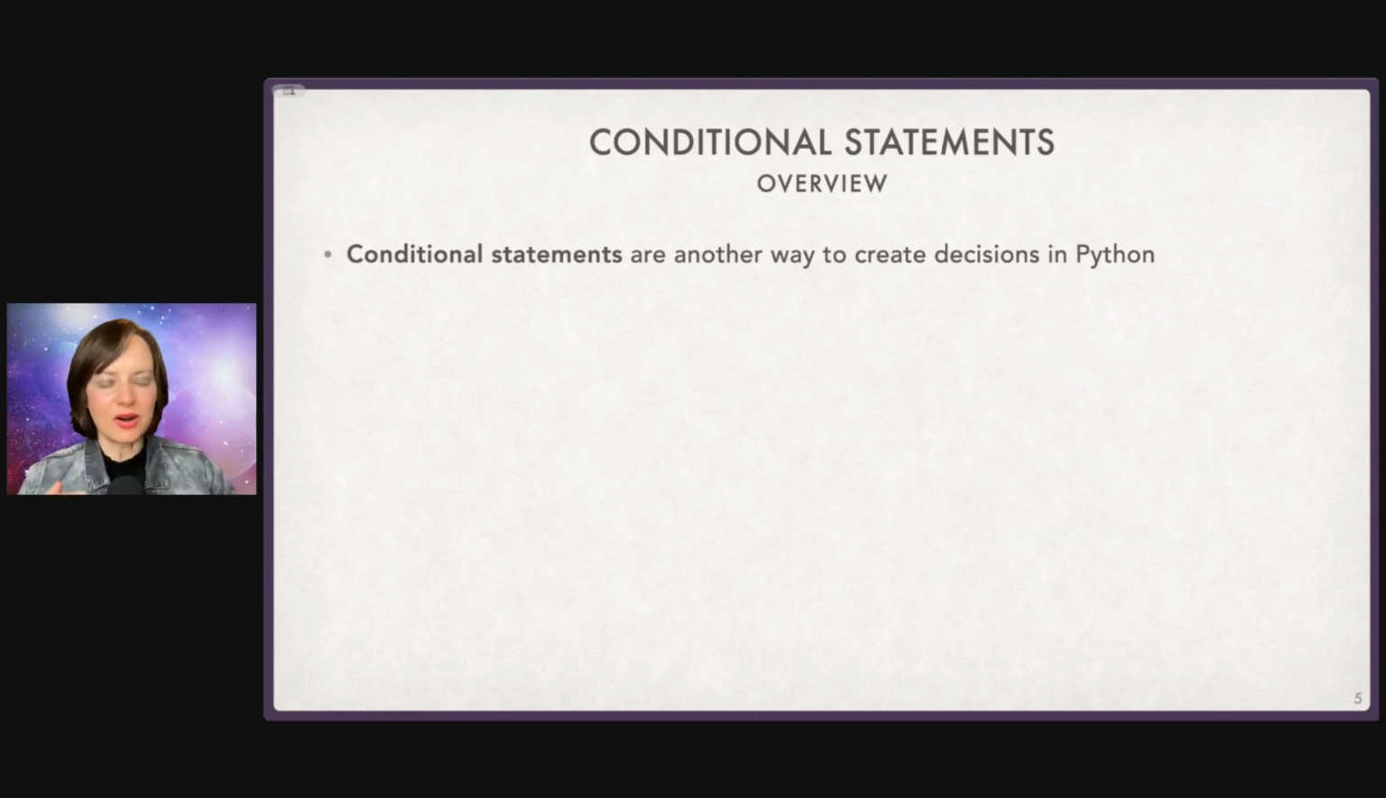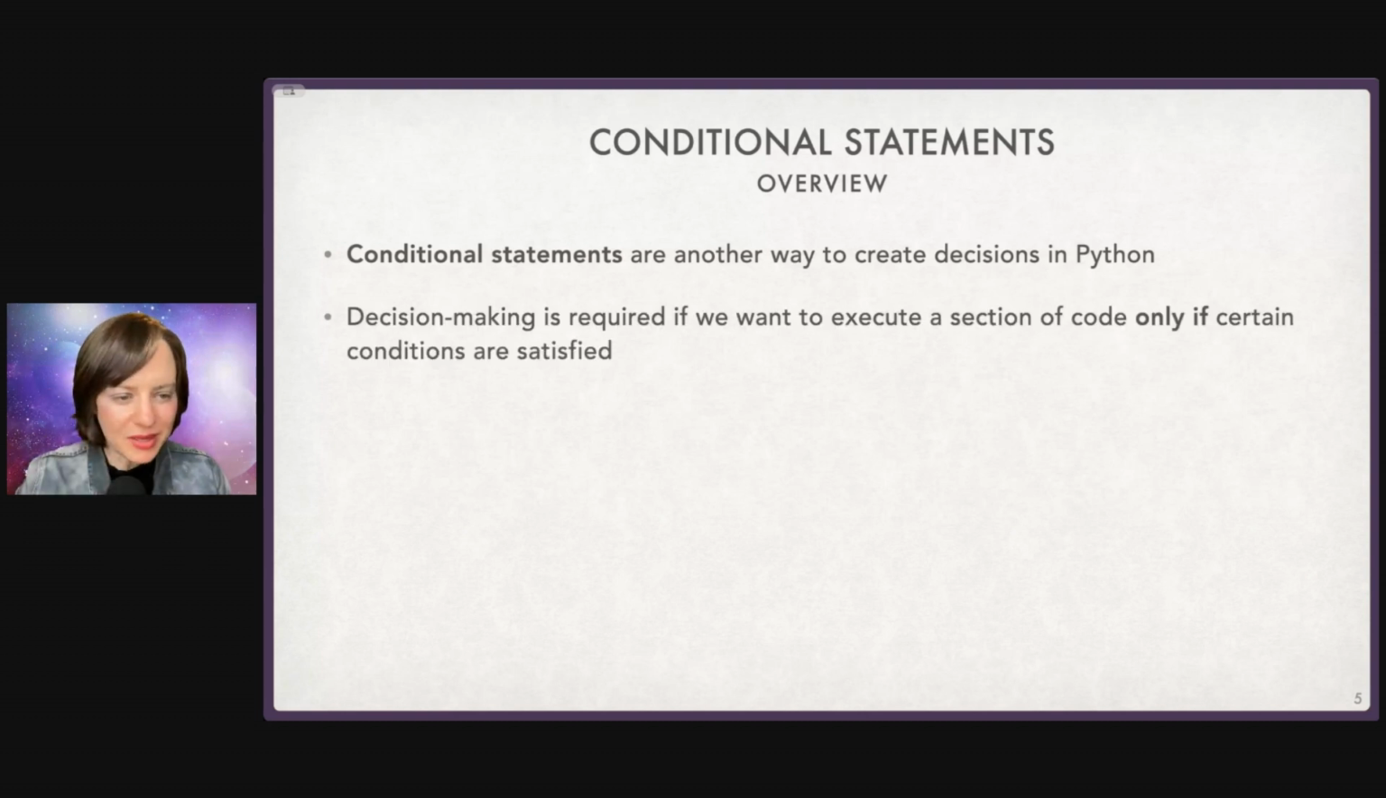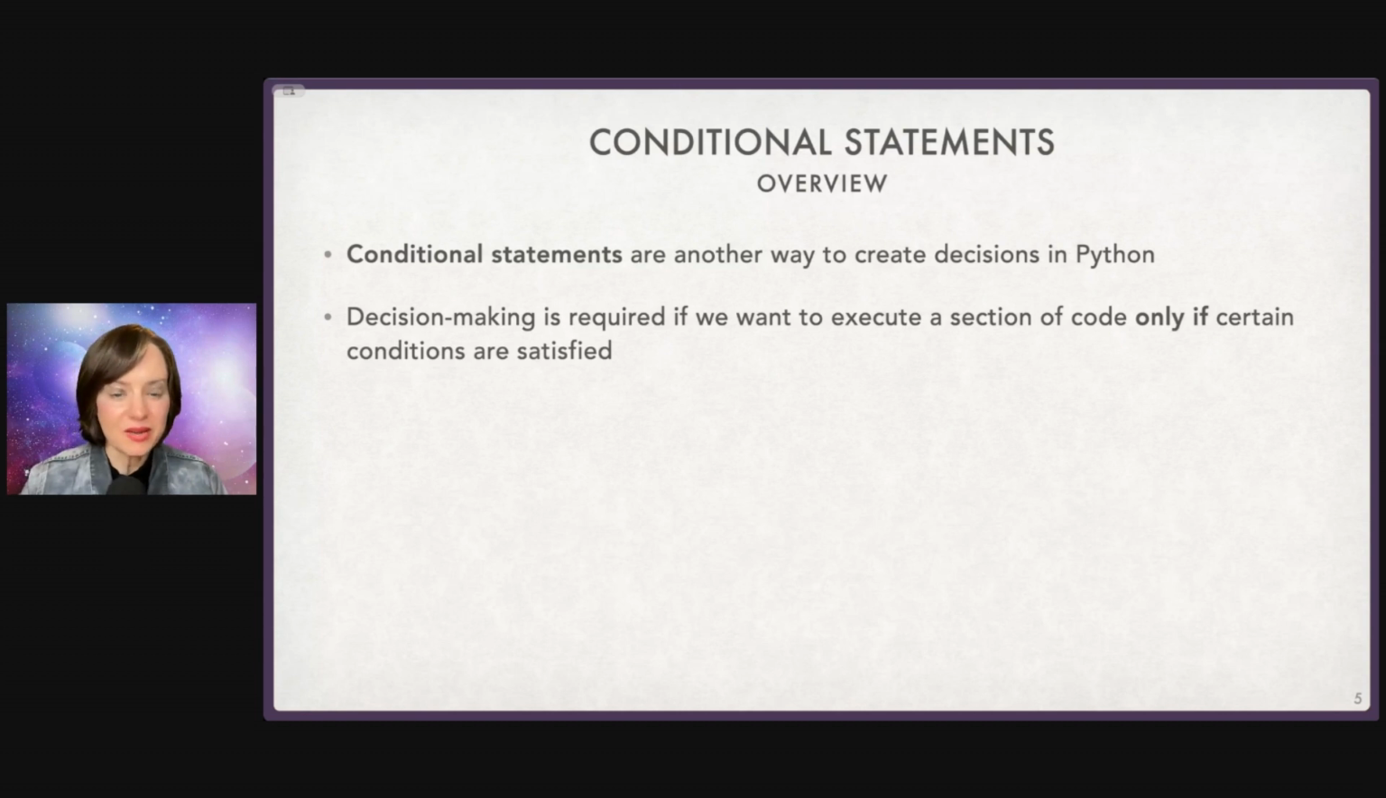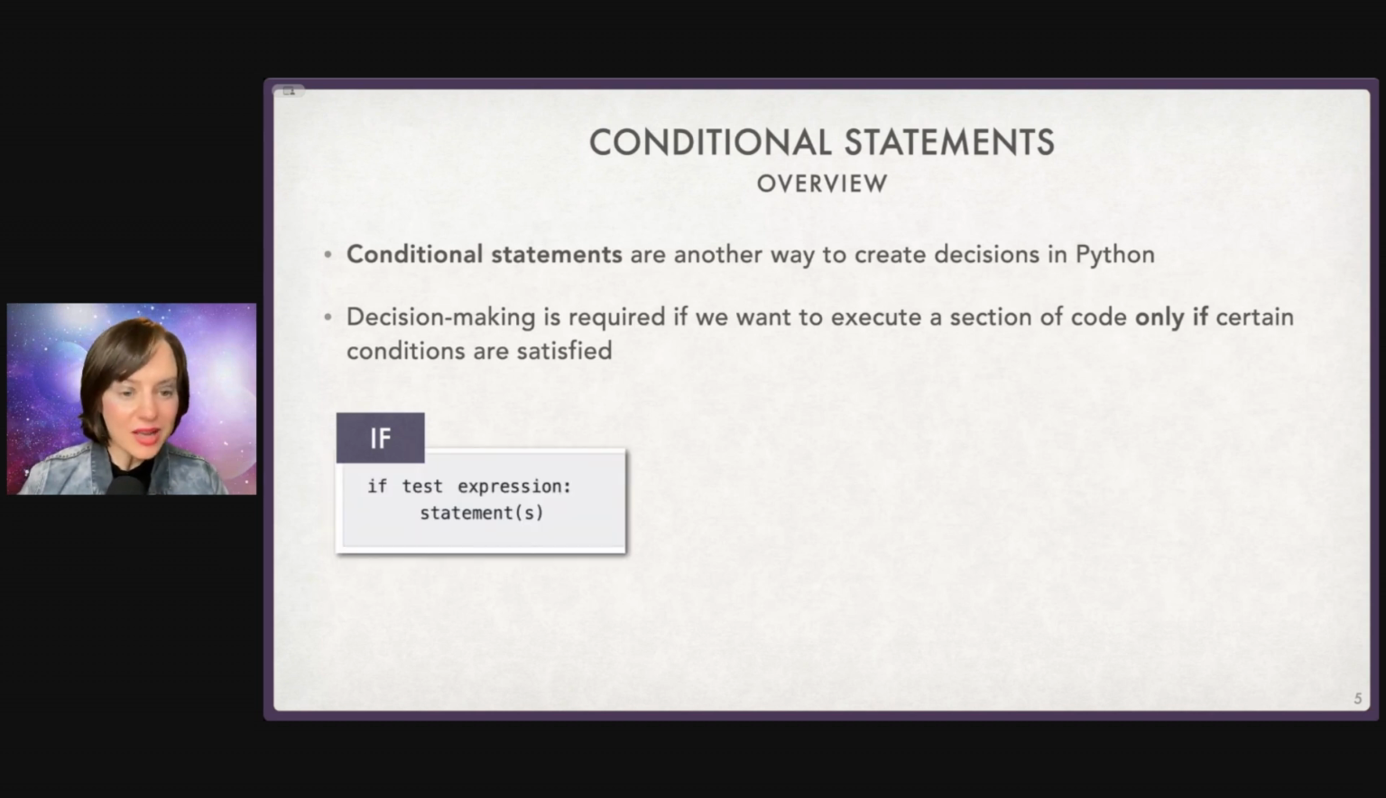Conditional statements are a way that we create decisions in Python, and they're also the code that you probably most likely think of if you're new to programming and you try to imagine what coding might be like. I'll make that clear in a second. Decision making is required if we want to execute some section of code only if certain conditions are satisfied. And that word if is going to mean a lot to us right now. So if something is the case, do this thing. That is an if statement.